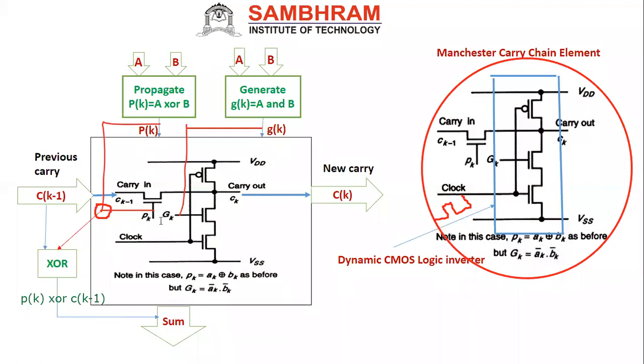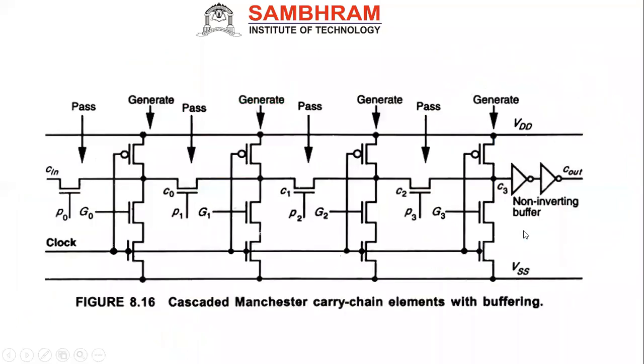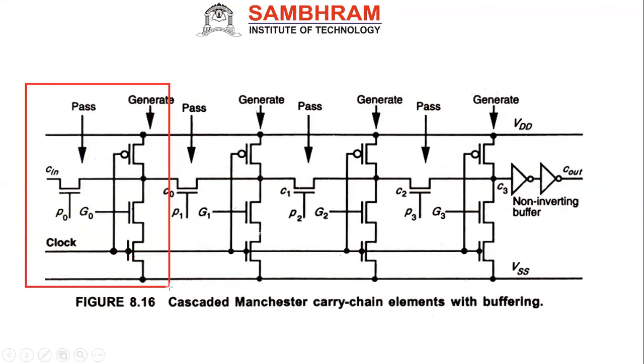Now like this, we have to connect 4 stages if we want to build a 4-bit adder. Now let us see how this is generated. See this, the Manchester carry chain, only for the carry chain. So we need to perform a cascading of that, and that cascading will be shown here. Earlier we showed one single stage, one single element, this only.